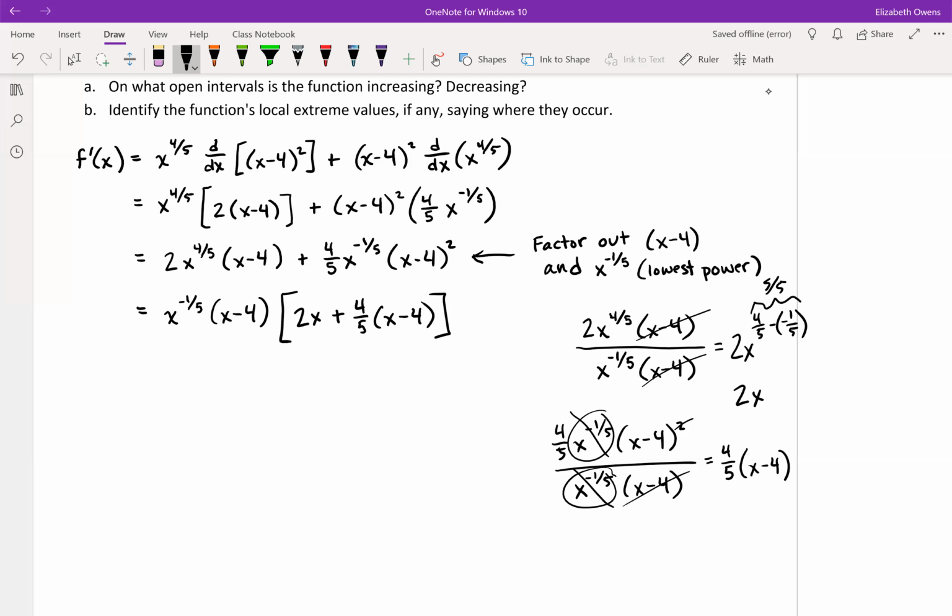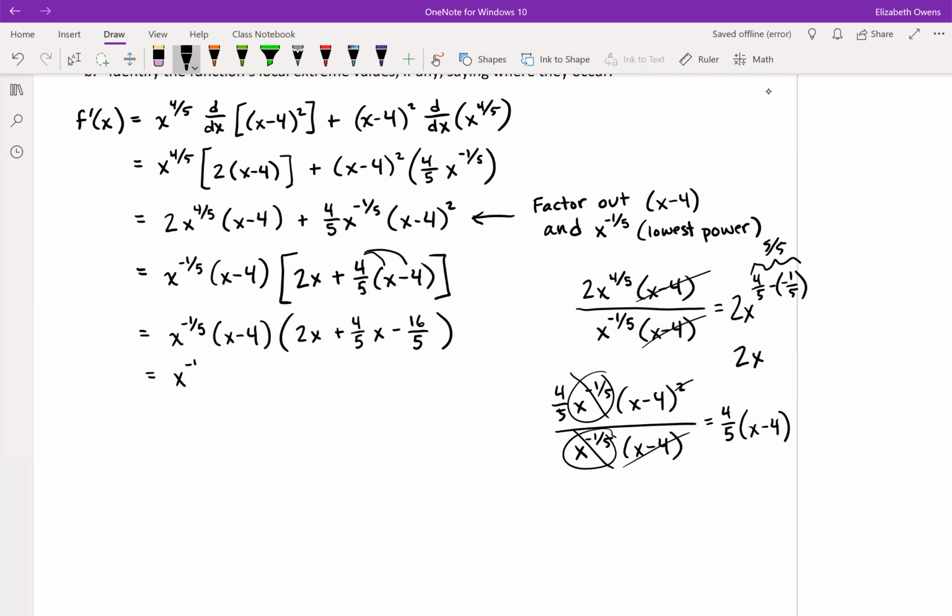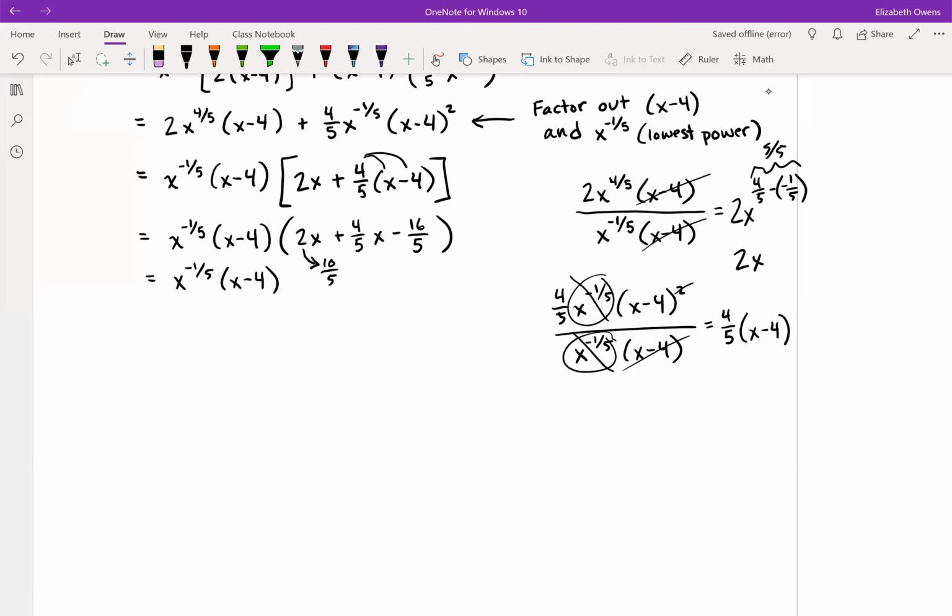And now let's see what we've got, because we could do a little bit more simplification here. If we distribute our 4/5, you'd have 2x plus 4/5 x minus 16/5 inside there. And keep dragging everything along here. Okay, 2x, that would be 10/5 x plus another 4/5 x. That would give us 14/5 x.